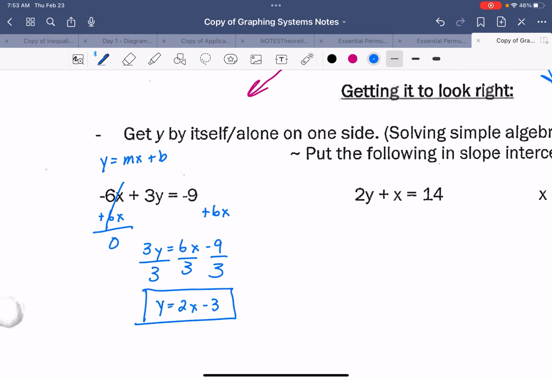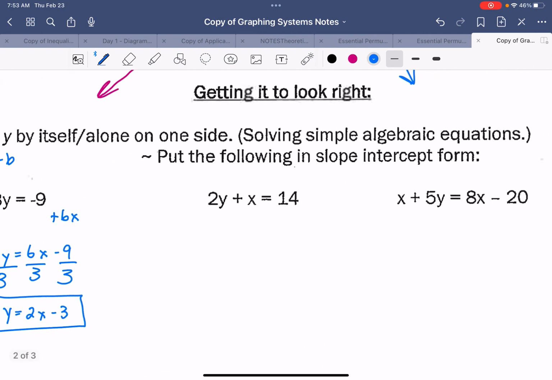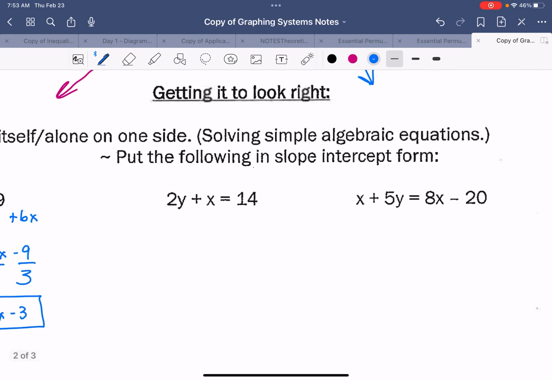All right, go ahead and see if you can try the next 2 on your own. And if you can, pause the video. And if you have questions, let me know. But otherwise, then you can come back when you're done and see if we solved it the same.